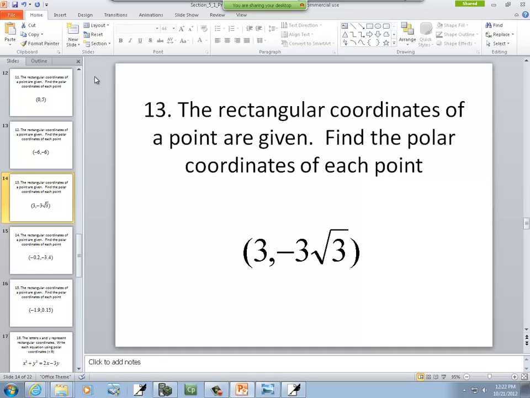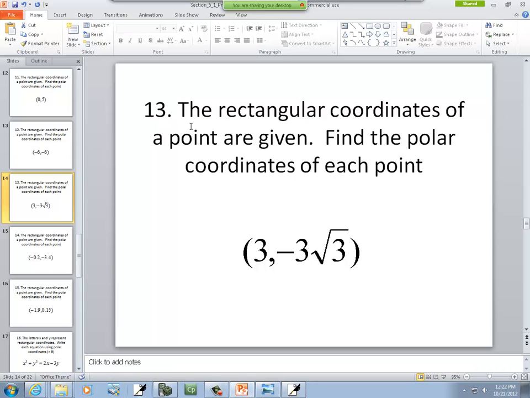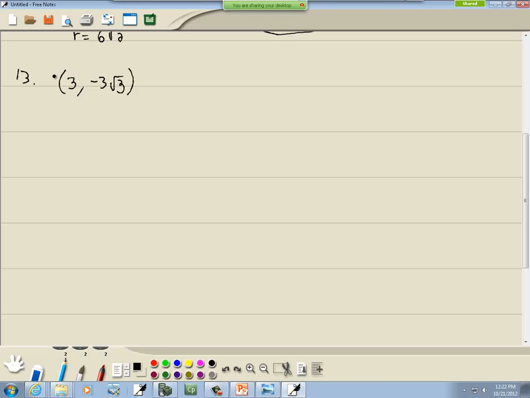So we have 3, -3 square root of 3. Same instructions? Yeah, same instructions. So this is x and this is y. First thing, we got to find r. r is equal to the square root of x squared plus y squared.